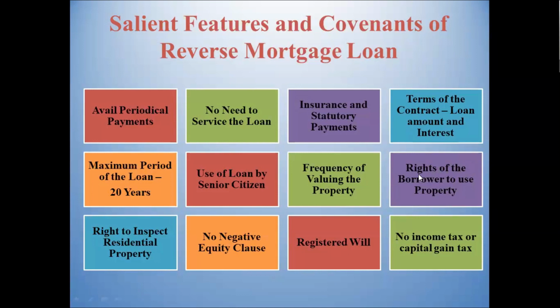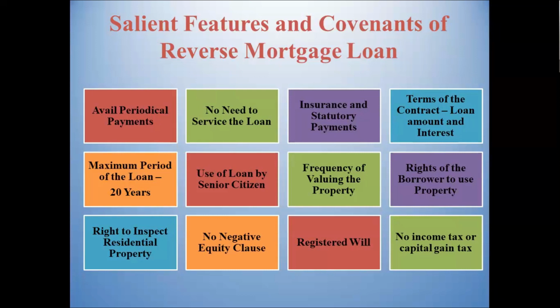Another feature is that the borrower gets the exclusive right to use the property, just as they were using the property before they had gone for the reverse mortgage loan. Banks can inspect the property anytime. This clause is very important: the no negative equity clause. It means that the loan cannot exceed the value of the property. At no point of time shall the amount of loan exceed the value of the property. Therefore, as I had taken the example, 60% of the value of the property. So banks keep a higher margin of safety, just to avoid any adverse fluctuations in the value of the property.